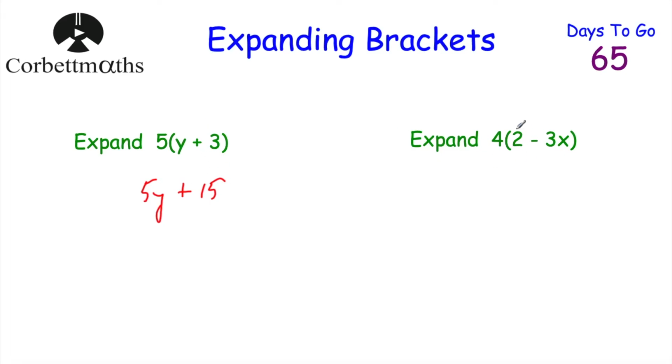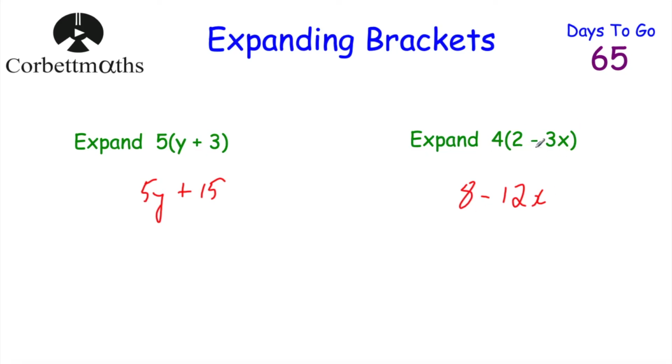Okay, next we've been asked to expand 4 bracket 2 minus 3x, close brackets. If we want to expand this, we multiply the terms inside by the term outside. So we're going to do 4 times 2, and 4 times 2 is equal to 8. And then we've got minus, and then 4 times 3x, and 4 times 3x would be 12x. So the answer would be 8 minus 12x, and that's it.